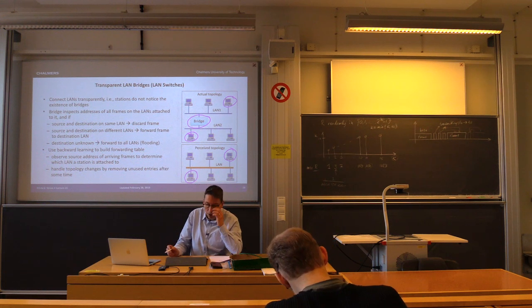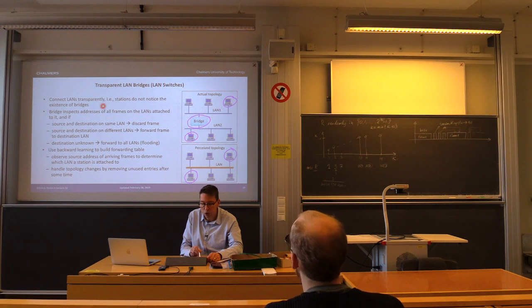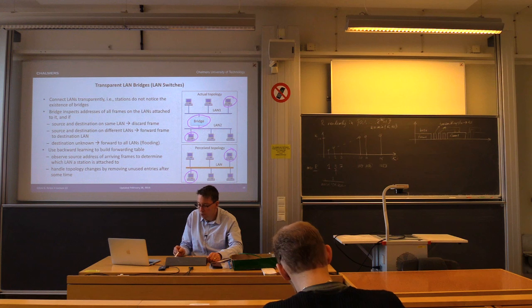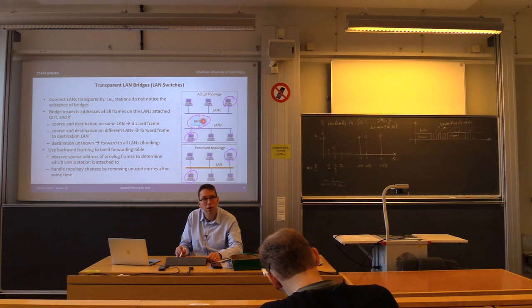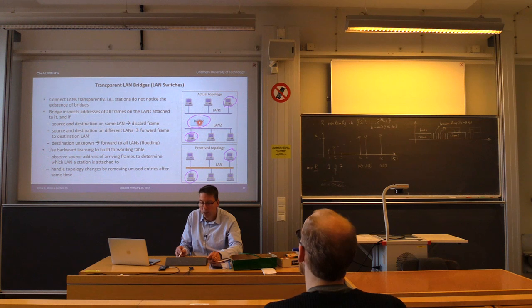So what we would like to do is to connect LANs transparently. What does that mean? It means that the stations should not notice the existence of this bridge. So these hosts here have no clue that the bridge is here. They don't interact with the bridge in any particular way, and don't communicate with it at all. Let me show how this works later on.